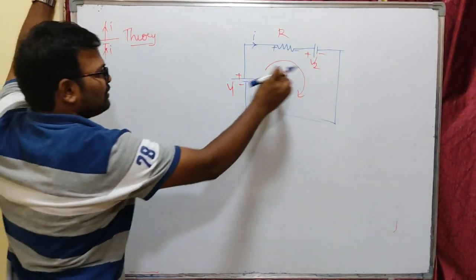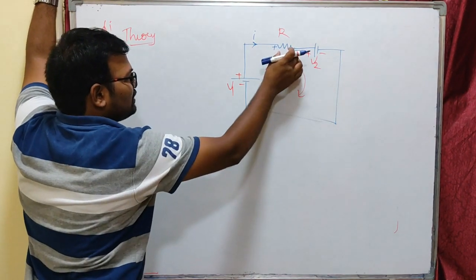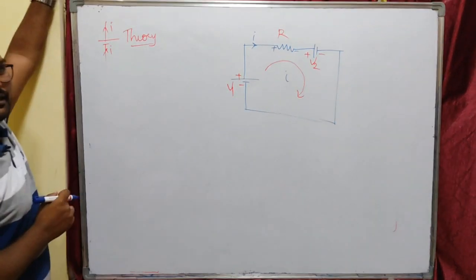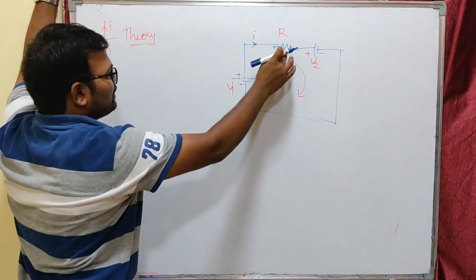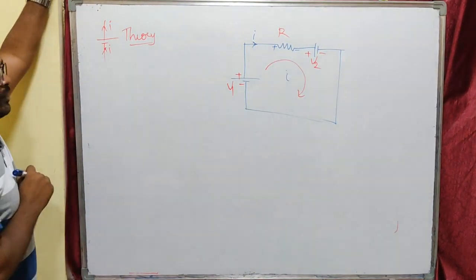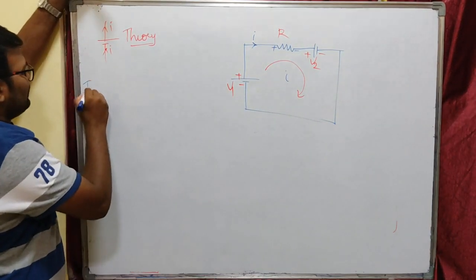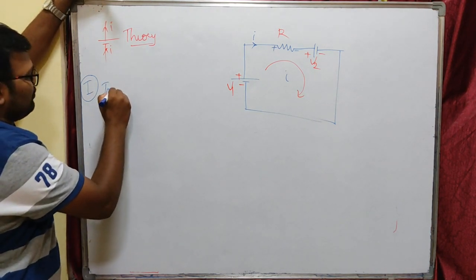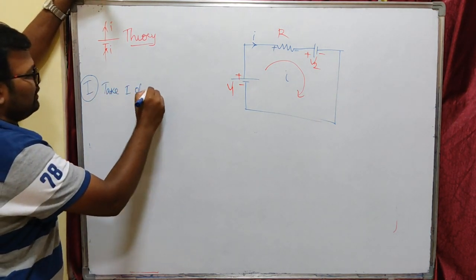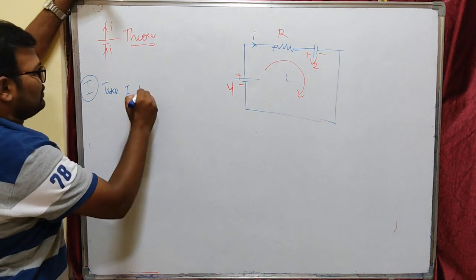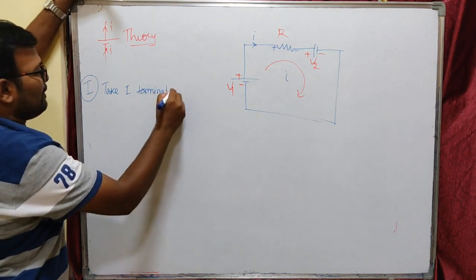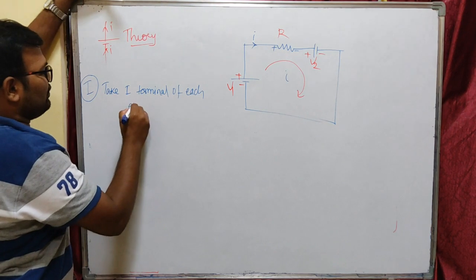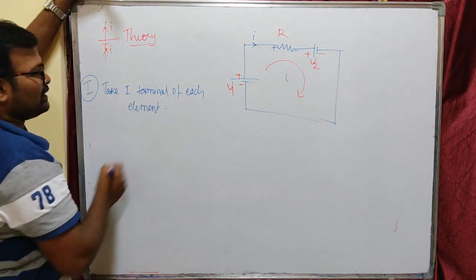Okay, so these are fixed. Once they are installed, these are fixed. These terminals will change according to current direction, as current enters the plus terminal of the resistor and leaves the negative terminal of the resistor. So let us consider the first assumption, that is, I am going to take the first terminal of each element while writing KVL.